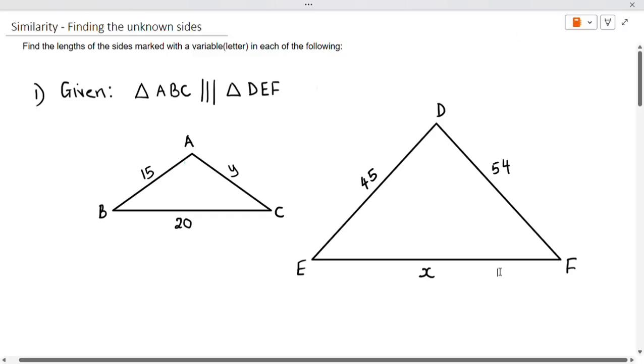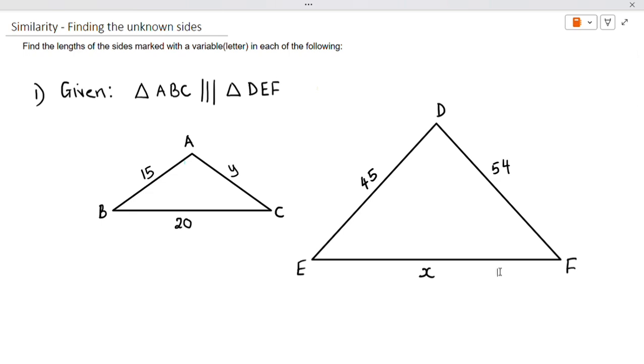Today we're going to be going through similarity and specifically looking at finding the unknown sides. Now in my previous lesson I just went through similarity, so here we are actually finding unknown sides in these particular sums. So if we look at the first statement above, it says given triangle ABC similar to triangle DEF.